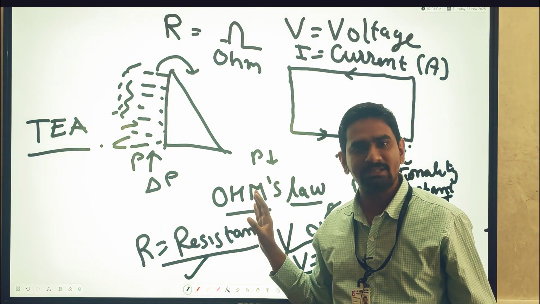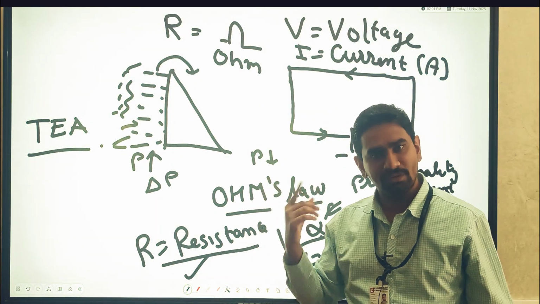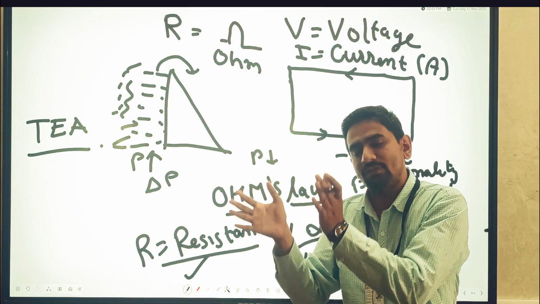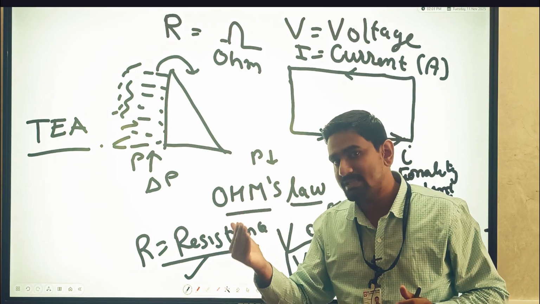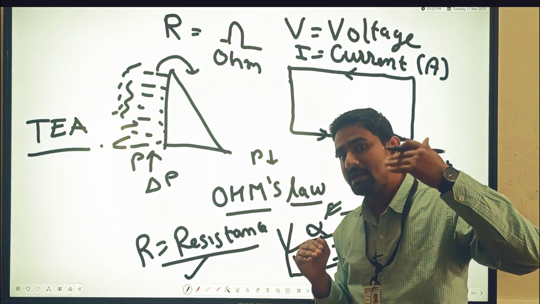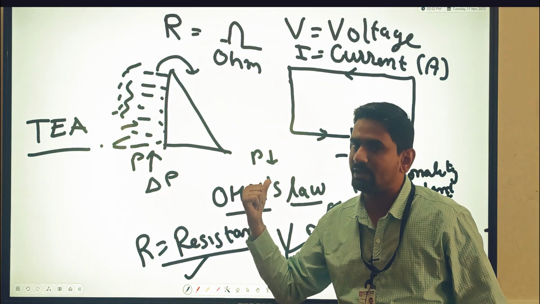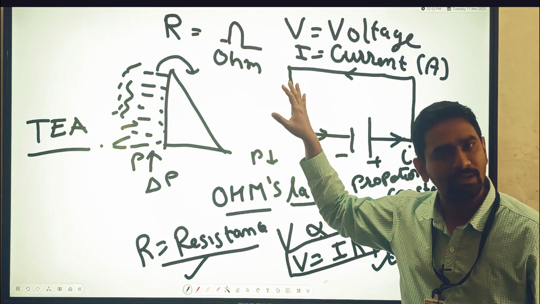In the next lecture, we will learn about the types of resistance as well as the connection of resistance. We can connect resistors in series as well as parallel, and according to that we can apply the formula and find the total amount of current which is flowing in any circuit.